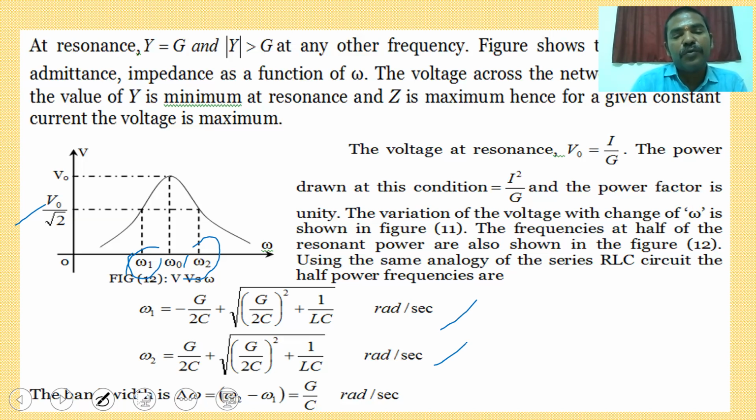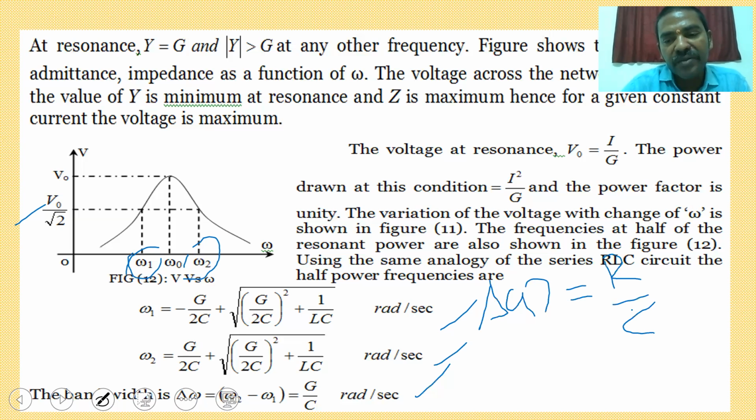Bandwidth is the difference of two frequencies, omega 2 minus omega 1. So finally you can get G by C. In the series resonating circuit, the bandwidth you are getting is R by L. So the dual network is R replaced by G and L replaced by capacitor. So it is the dual network of your RLC series circuit only. That's why the bandwidth you are getting is G by C. Are you understanding, all of you? Any doubts regarding this case?